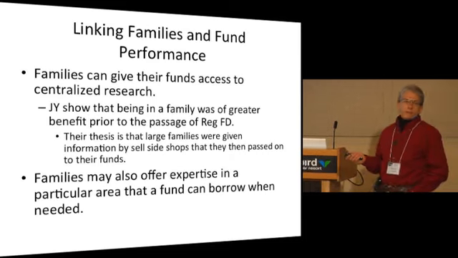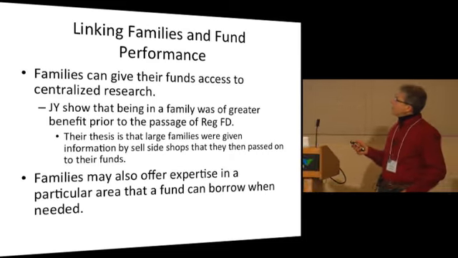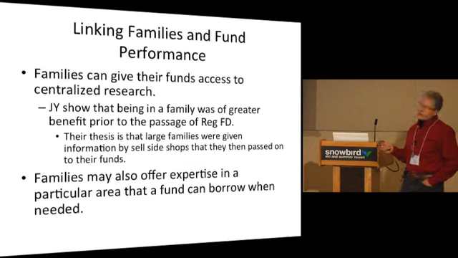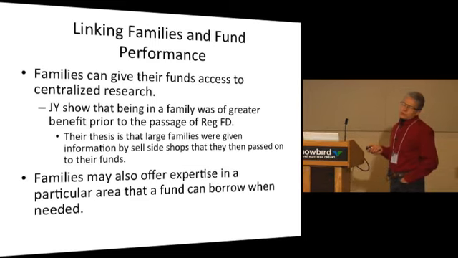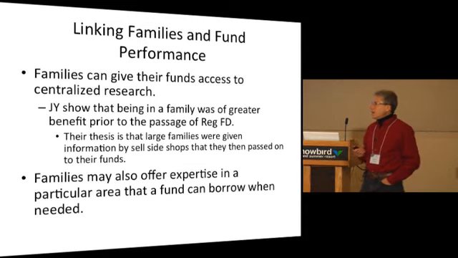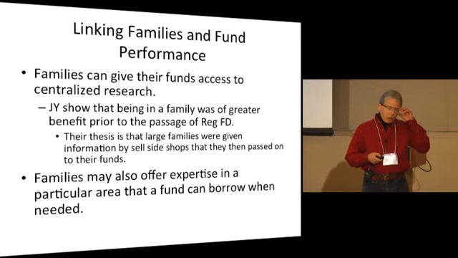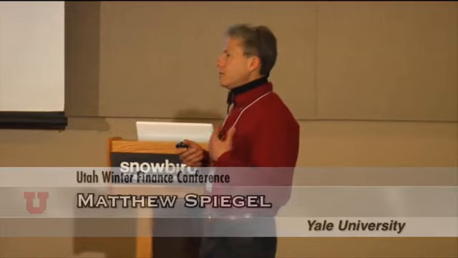All right, so linking families with fund performance. Families can give their funds access to centralized research. That's sort of what the JY paper was about. They look at the passage of Reg FD as a critical date in this whole system. And what they say is, well, look, prior to Reg FD, the family would be able to call up one of the sell-side shops and say, we're a really big client. Maybe you'd like to let us in on some of this information right about now. And of course, they would do it. And then Reg FD comes around and they can't do that anymore. And so they lose this valuable source of information that was spreading through the complex, and that disappears after Reg FD.